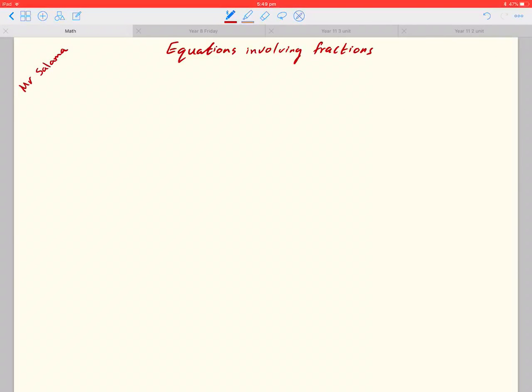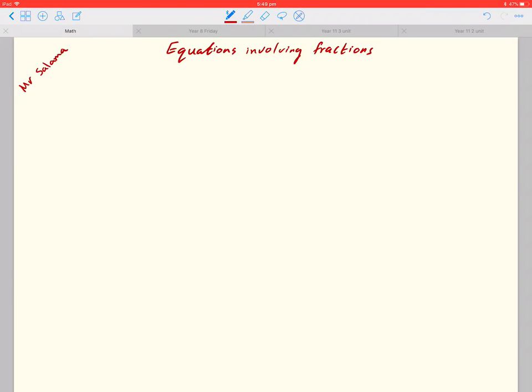Today what we're going to look at is equations involving fractions, and we're going to look at a particular question that involves multiple fractions and what we need to do to come up with the solution that we need. Now with equations, as you've been told many times before, it's all about resolving for the unknown, whether it's x, a, m, whatever I use.